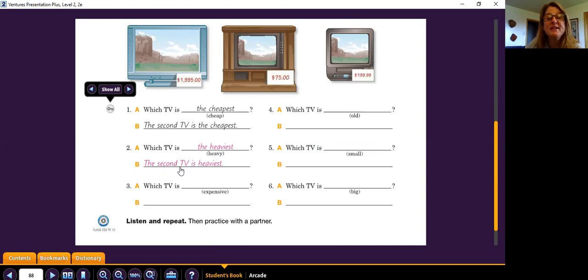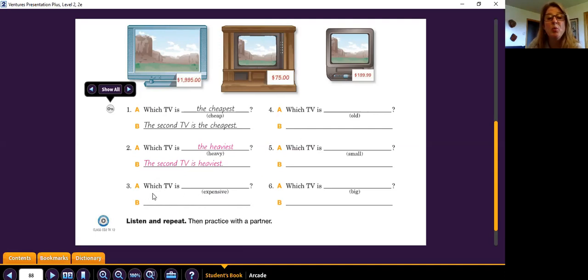The second TV is the heaviest. And I grew up with these TVs. They are very, very heavy. Okay. Expensive is the most expensive, because we're comparing 3 things here.